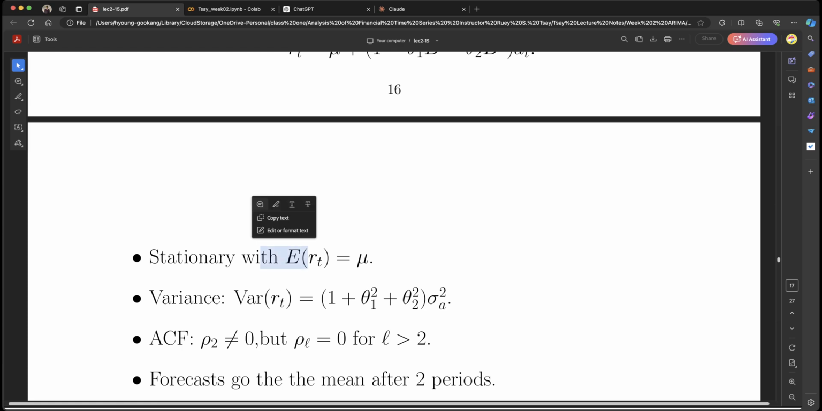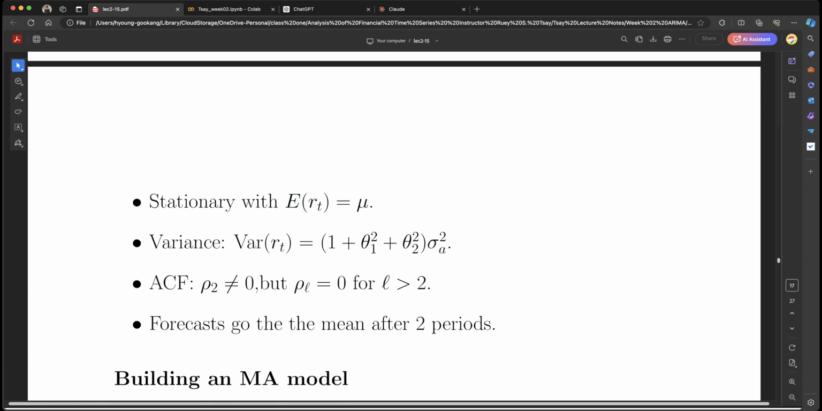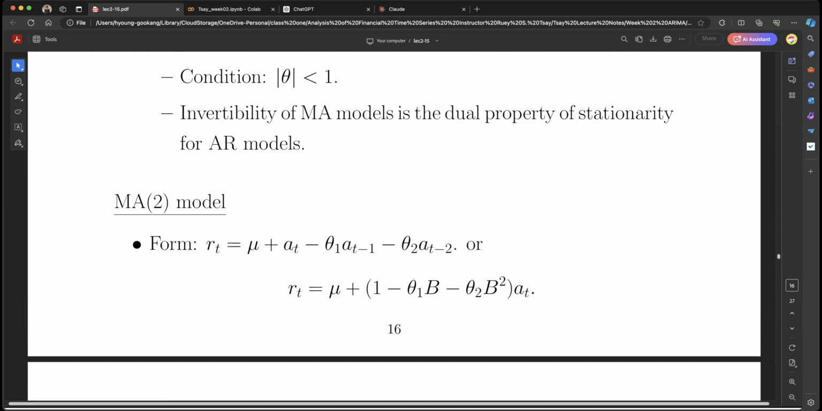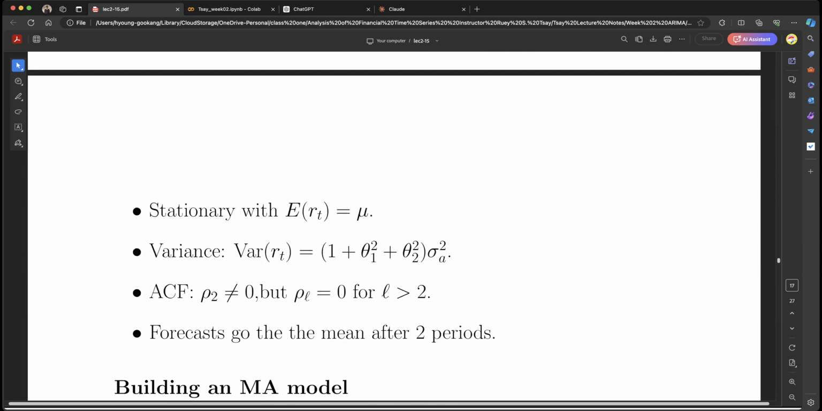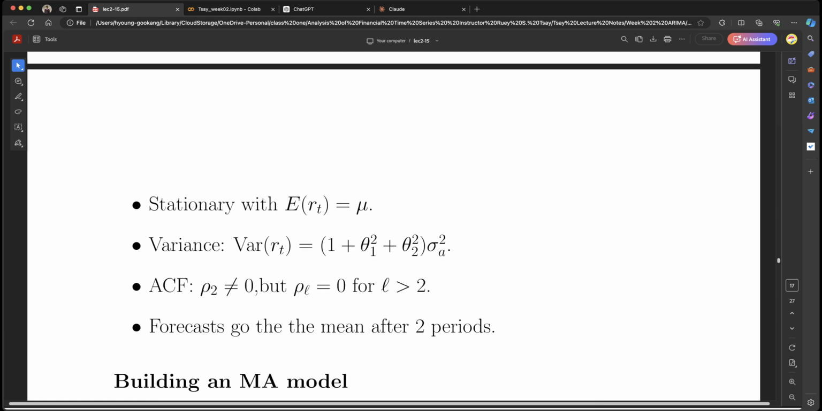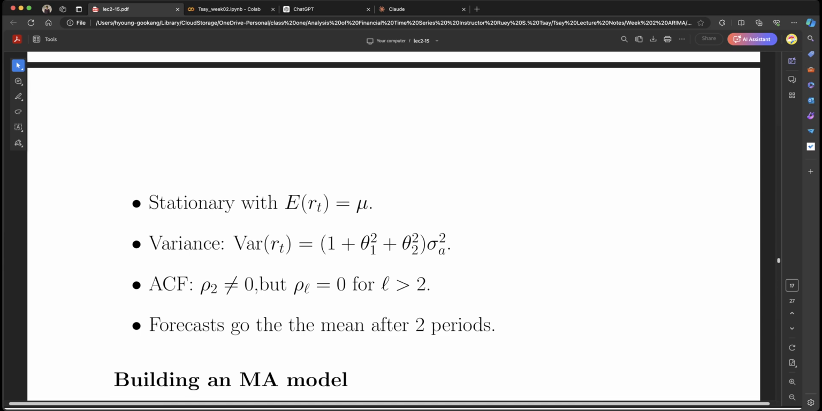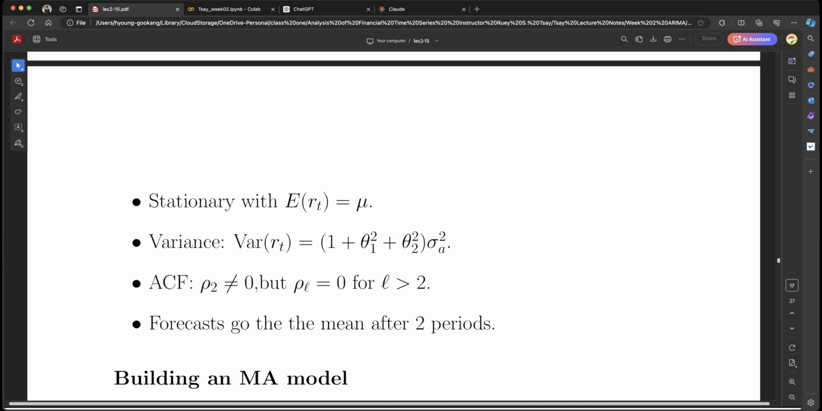Mean and variance. And then the ACF, autocorrelation rho 2 is not 0, but rho L for L greater than 2 should be 0, intuitively, because it depends on the shock 2 periods before. So if it is longer than 2 periods before, then the correlation should be 0. The forecast goes to the mean after 2 periods, right? Because today's shock affects only the next 2 periods.